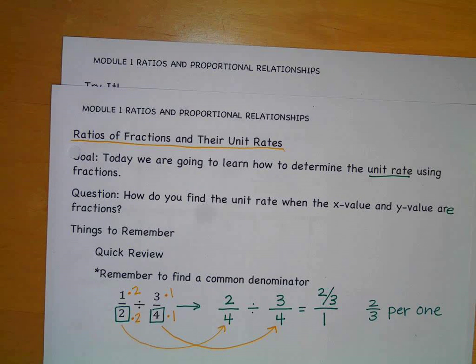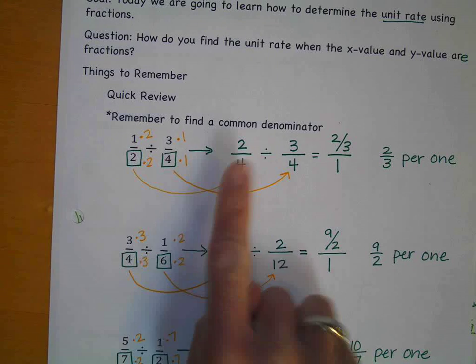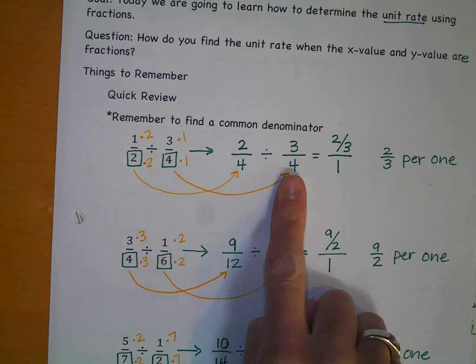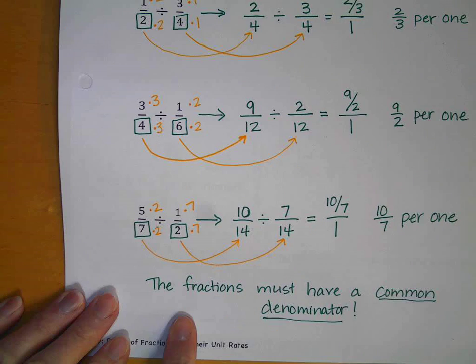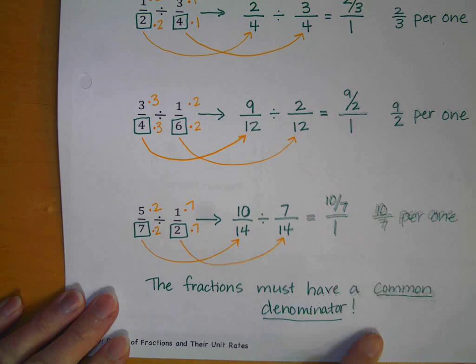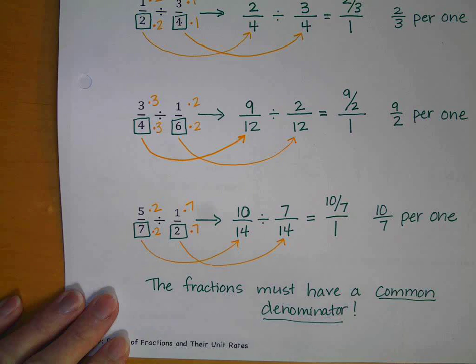All right, going back to our goal for today. Today we are going to learn how to determine the unit rate using fractions. We totally did that. How do you find the unit rate when the x value and the y value are fractions? The answer to that is you find per 1. So you take one fraction and divide it by the other. One fraction divided by the other. And that takes you to per 1.